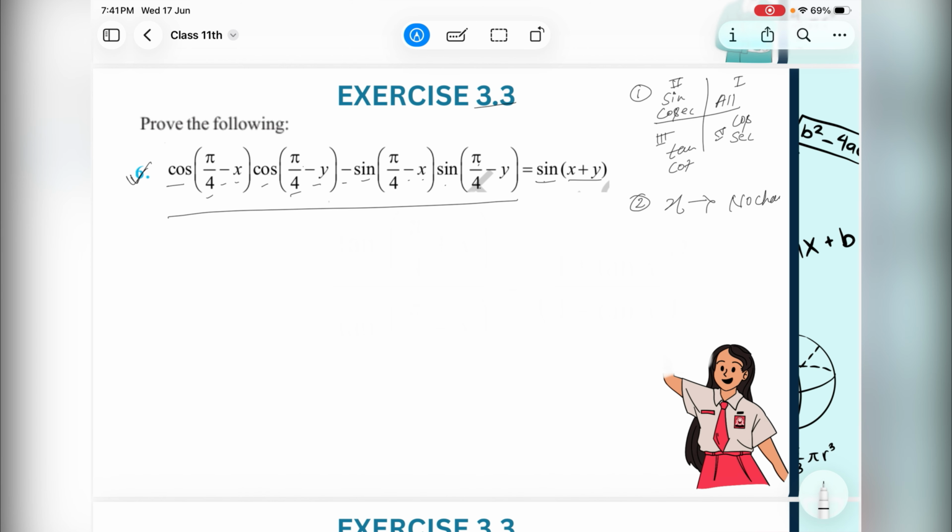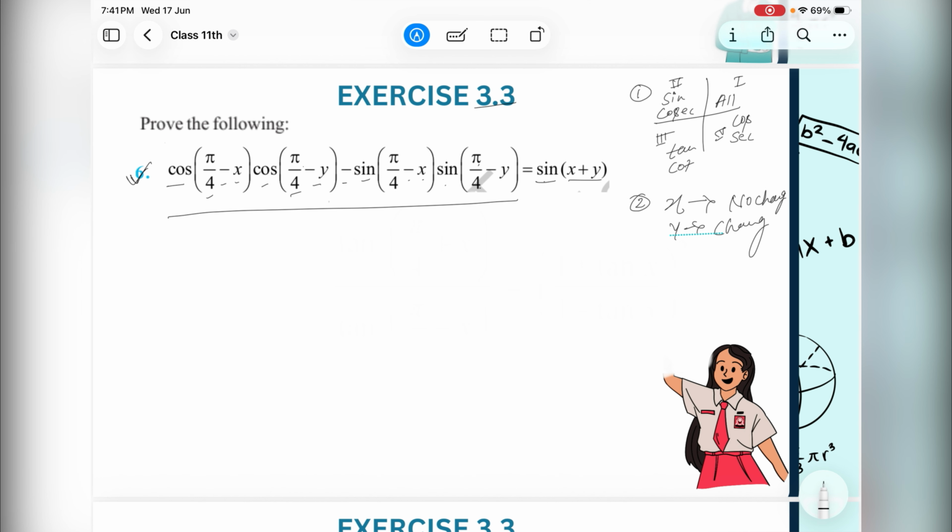Second thing, x no change, y change. It means if we are making any angle with respect to the y axis, then that function will change. And if we are making any angle with respect to the x axis, then that function will not change. I hope this is clear.